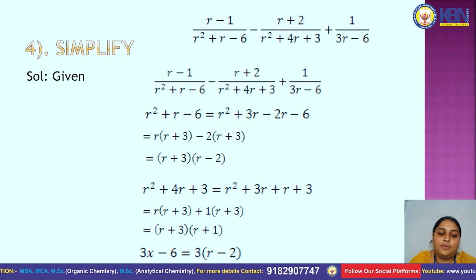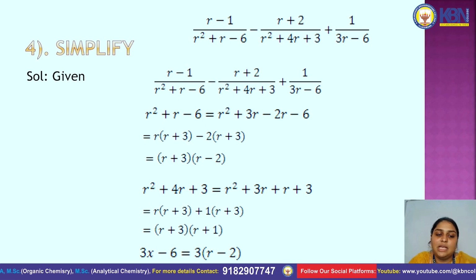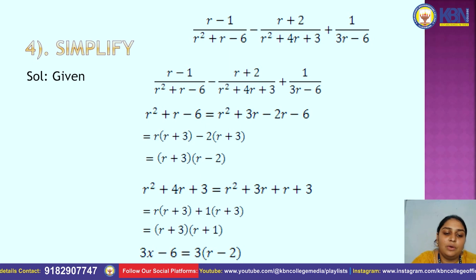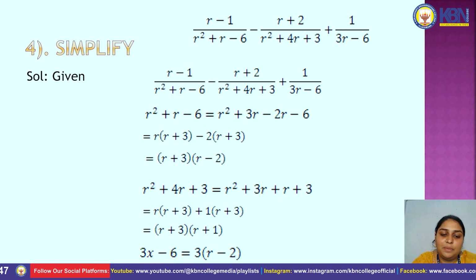Similarly, we find the factors of the second term, that is r square plus 4r plus 3. It can be written as r square plus 3r plus r plus 3. In the first two terms, we have the common term r. When we remove the common term r, the result is r plus 3. In the next two terms, that is r plus 3, the common term is only 1. So that's why we have removed the common term 1. Then the result is r plus 3.